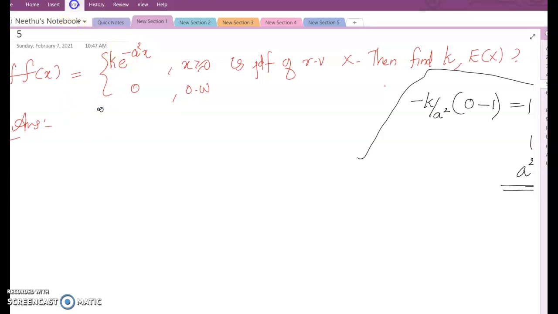First calculate the mean. The mean mu equals the integral from minus infinity to infinity of x times f(x) dx.